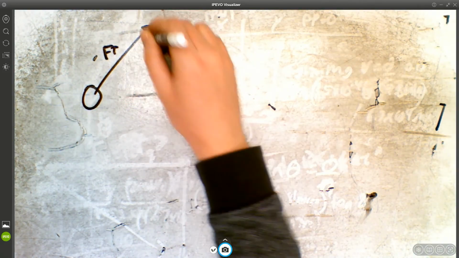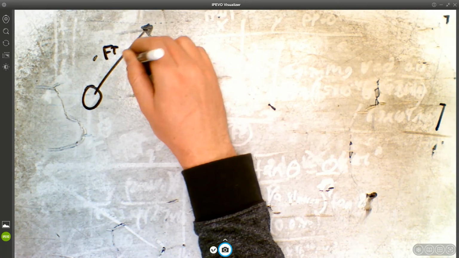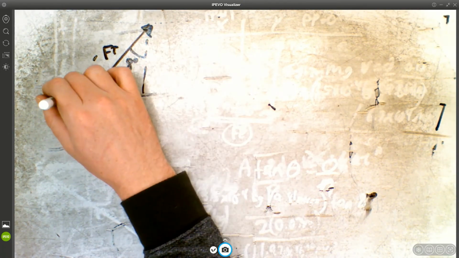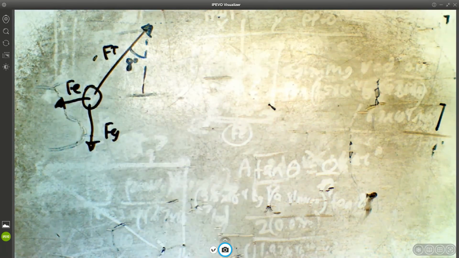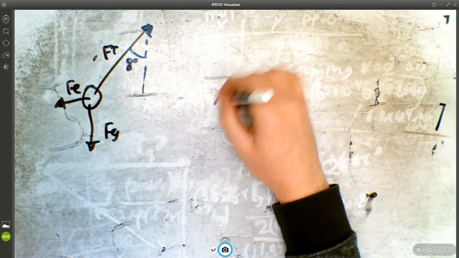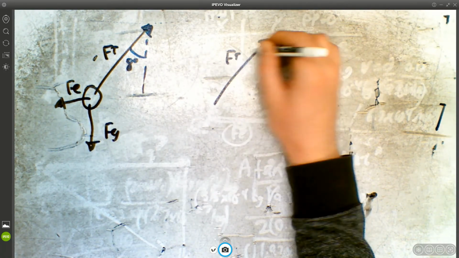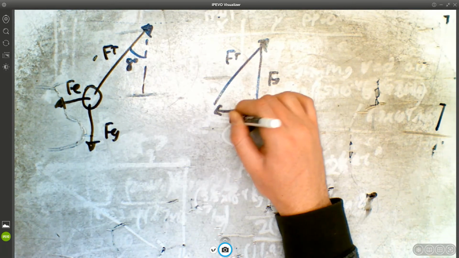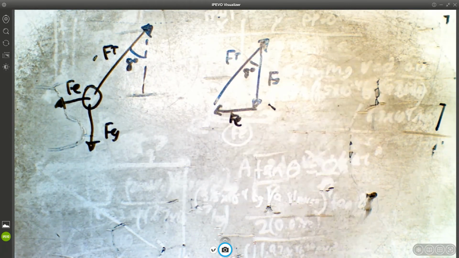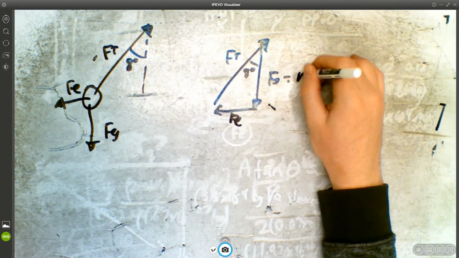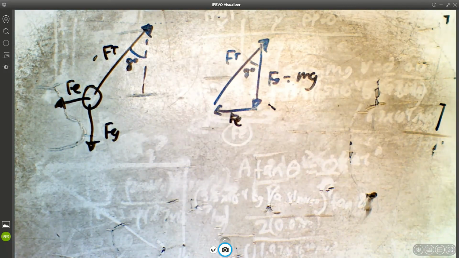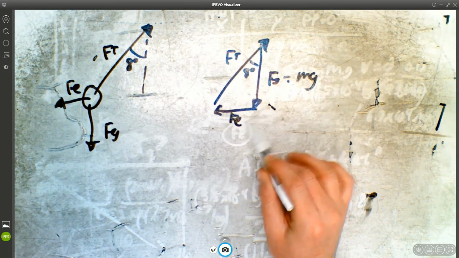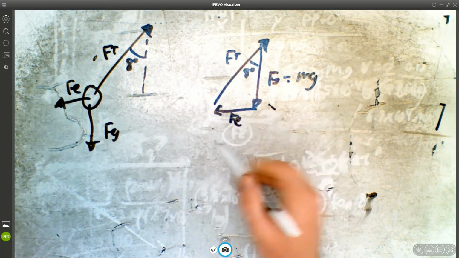We have our force of tension up here. It tells us that it's 8 degrees from the horizontal. We have our FG here, and we have our force electric here. So then from this, because it's stationary, we can draw a tip to tail. This is 8 degrees right here. And we can solve this because we know the mass of it, right? So we know the angle, we know this side, this is opposite, this is adjacent.